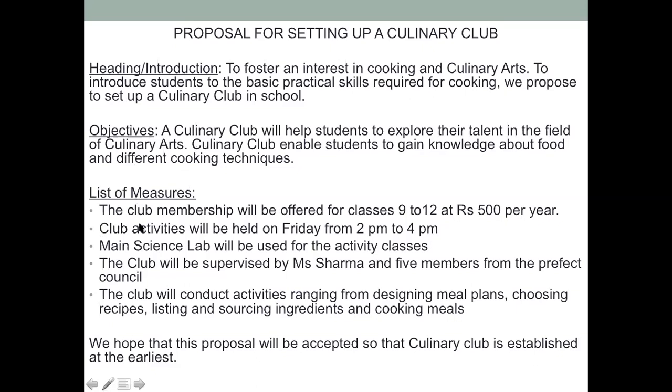All of this has to be written in future tense. Okay, in list of measures, you will be covering who, when, how, where, and what. These are the basic things that you have to cover. Once you are done with that, you will then leave one line and write the concluding sentence. We hope that this proposal will be accepted so that the culinary club is established at the earliest. This is the end of proposal. Very simple if you see.